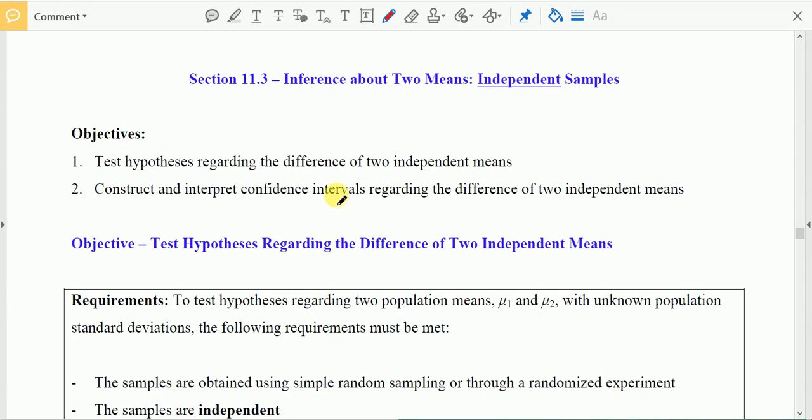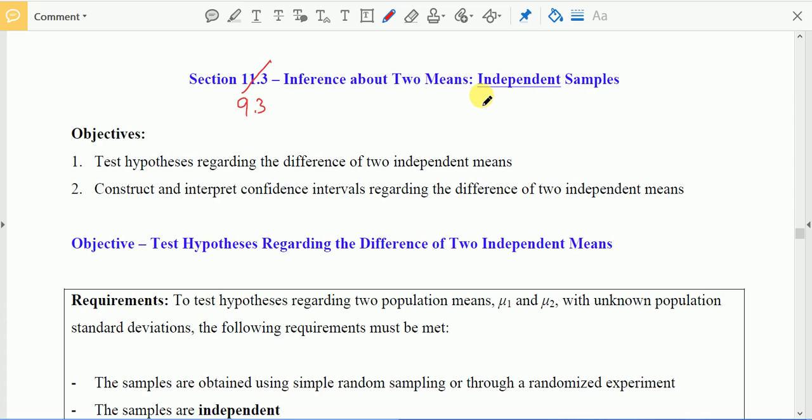In this video, we will learn about inference about two means for independent samples. In the last video, the section was about section 9.4, dependent samples, in your textbook. But this time we go back to section 9.3 and we'll learn about independent samples.